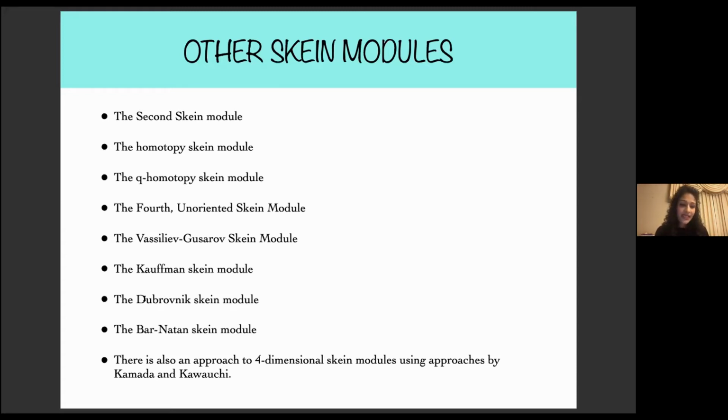The next one is the Bar-Natan Skein module. This Skein module involves Skein relations between surfaces in three manifolds, and it arises very naturally from Bar-Natan's construction of Khovanov homology. There is also an approach to four-dimensional Skein modules using approaches by Kamada and Kawauchi. So this is not a complete list of all the important Skein modules, but I thought I'll mention some of the important ones that I have been studying.